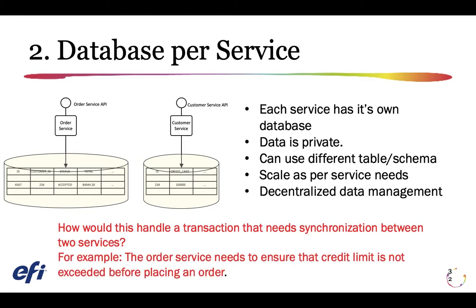However, how would you handle a transaction that needs synchronization between the two services? Let's take an example. The order service needs to ensure that the credit limit is not exceeded before placing an order. The credit limit is not known to the order service. The credit limit exists in the data of the customer service. So how would we make sure both these data are synchronized and the transaction happens without affecting the flow?